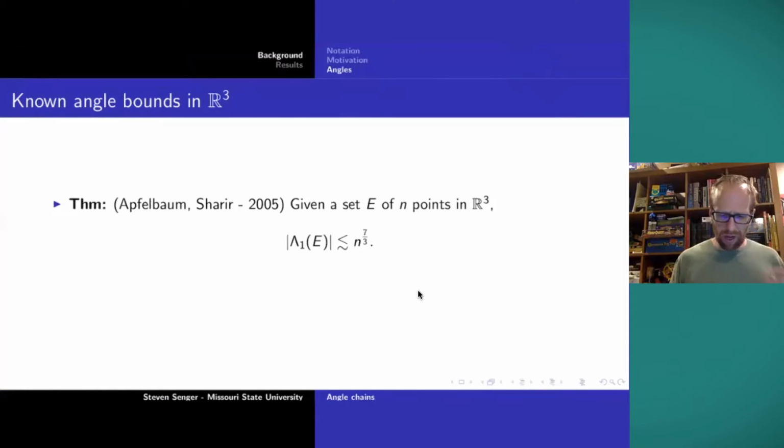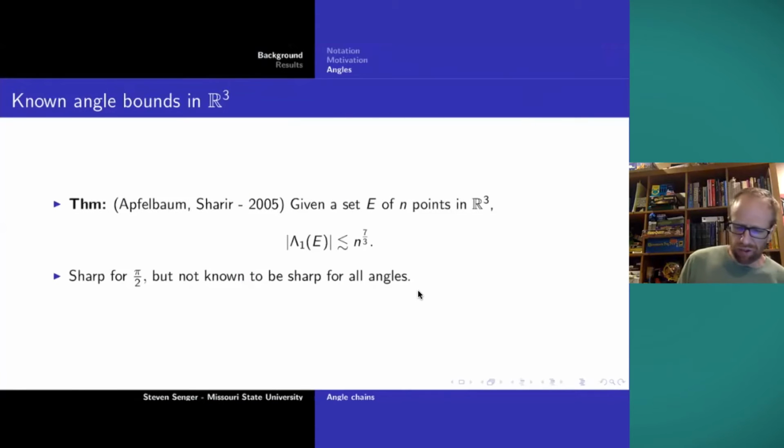Now later, Applebaum and Sharif studied this in 3 and higher dimensions, and we'll see some more of that later. But in 3 dimensions, they showed that there were no more than n to the 7/3 triples of points determining a fixed angle. And this is sharp for pi over 2, so it's sharp for right angles, but it's not known to be sharp for all angles.